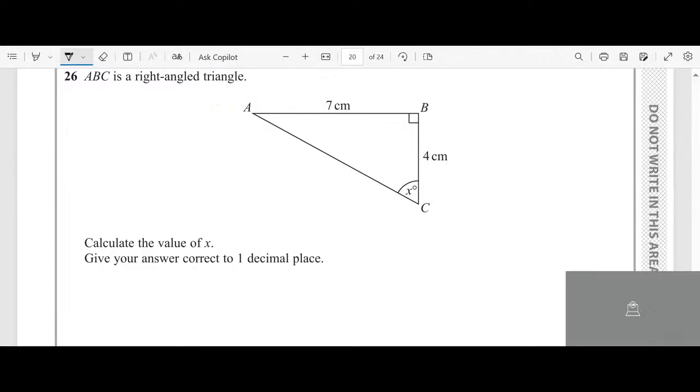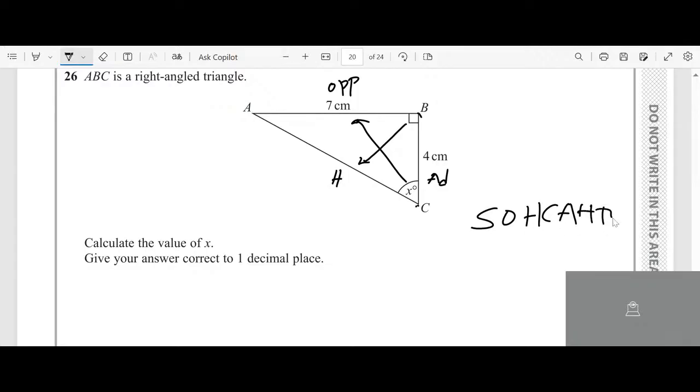We are finishing up. We are told ABC is a right angle triangle. Calculate the value of x. So here we know that if this is the right angle, then this side here we call the hypotenuse. Then from the right angle to the angle being asked, it is called adjacent. Then the other side becomes the opposite. Therefore, we have got the value x. Remember, you must have the SOHCAHTOA formula in mind.